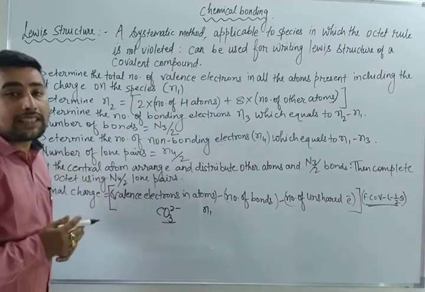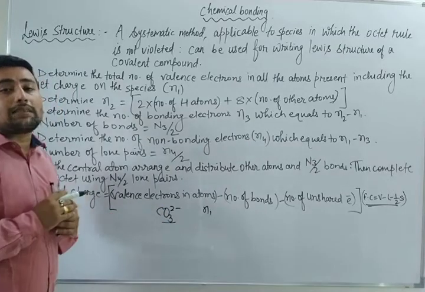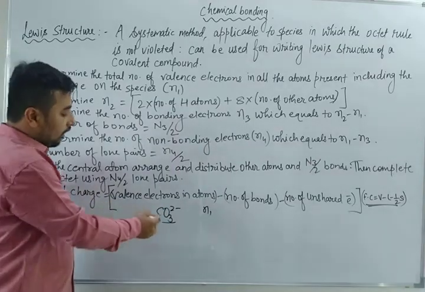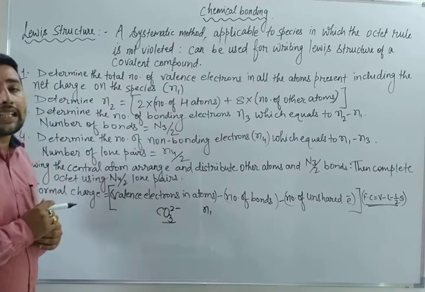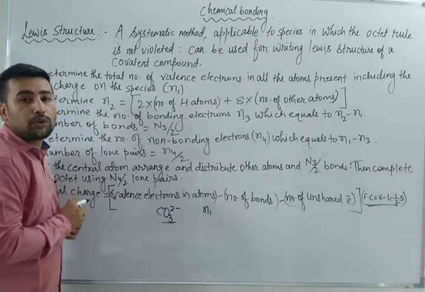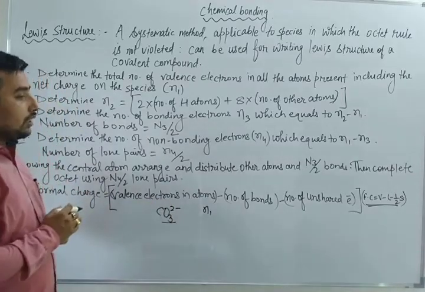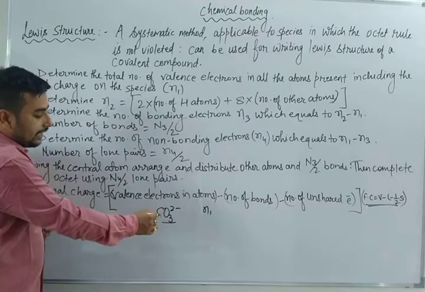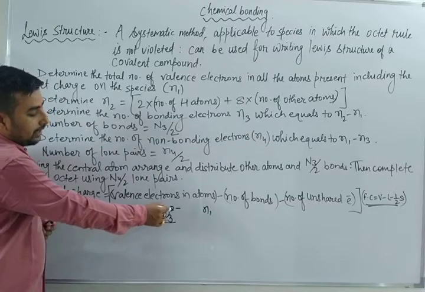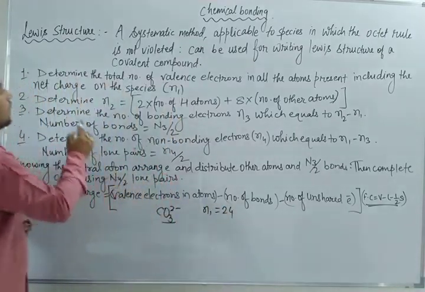Carbon has how many valence electrons? Carbon has 4 valence electrons, and one oxygen atom has 6 valence electrons. So 3 oxygen atoms will have 6 times 3, that is 18, plus 4 is 22, and for the 2 minus charge, 22 plus 2 is 24. How many total valence electrons? 24. This is the first point.